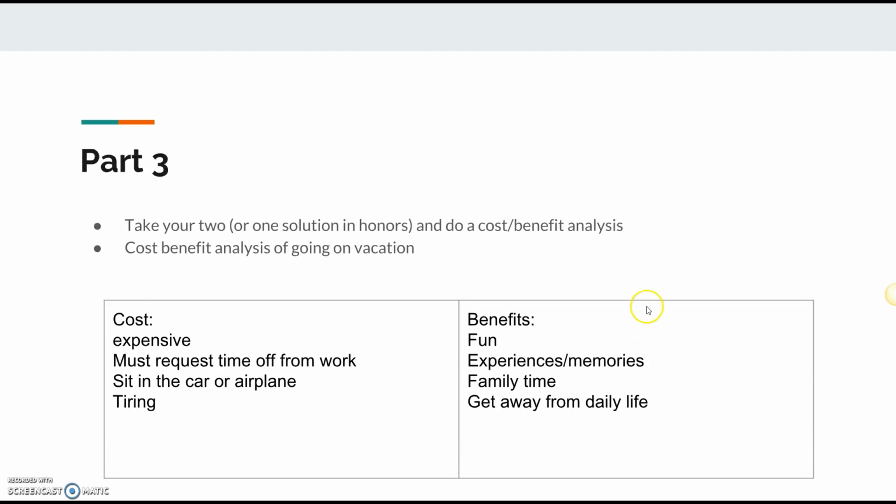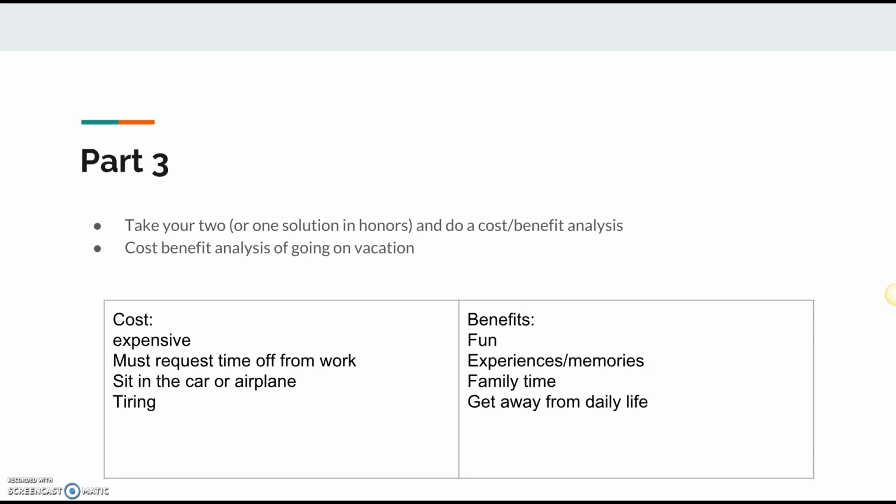So now in part three, this is your most challenging part. You're going to do what's known as a cost benefit analysis. In a cost benefit analysis, you're going to look at basically the pros and the cons of your solutions. So you're going to take your two solutions that you've chosen. Now, if you're in a group of three, you're going to have two solutions that you've narrowed this down to. You're going to have to do the cost benefit analysis for both of the solutions.